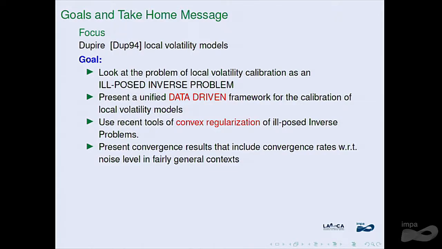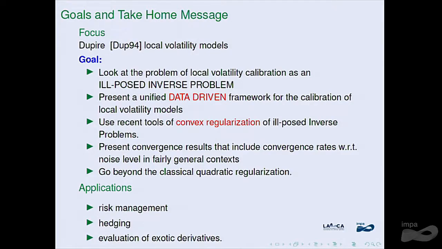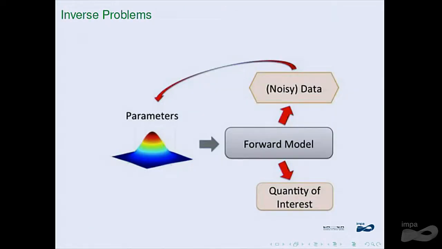And we got convergence results that include convergence rates and noise level in different contexts. And we go way beyond classical quadratic regularization. So now, what are the applications of this? Risk management, hedging, evaluation of exotic derivatives. Inverse problem theory is, in a certain sense, the way people handle such problems.